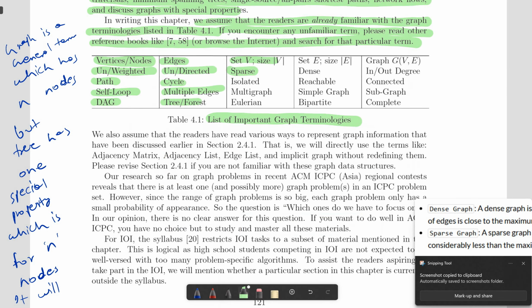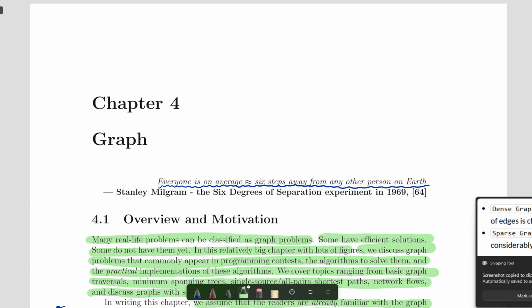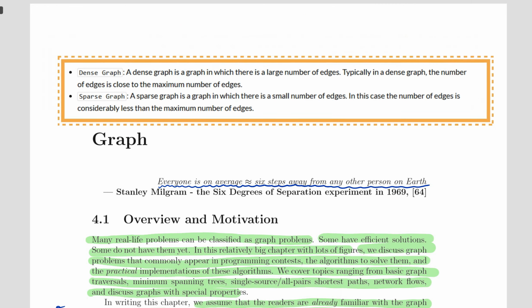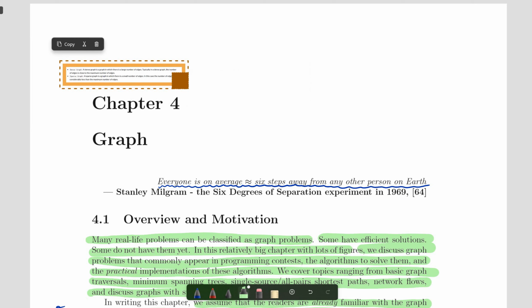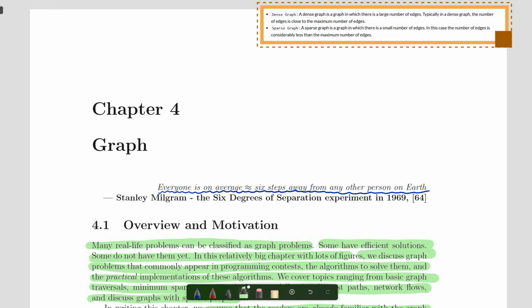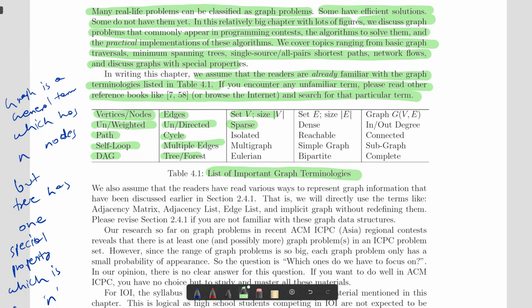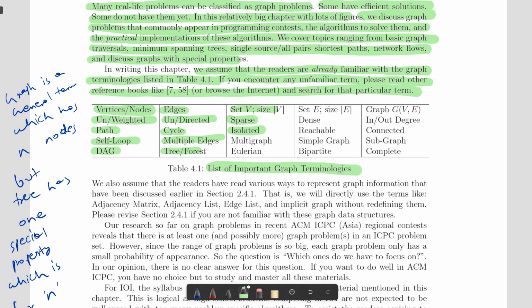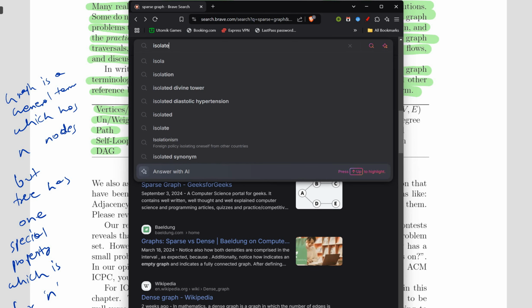This is a sparse, complete, isolated graph. Again, we don't know these, so we are going to search.